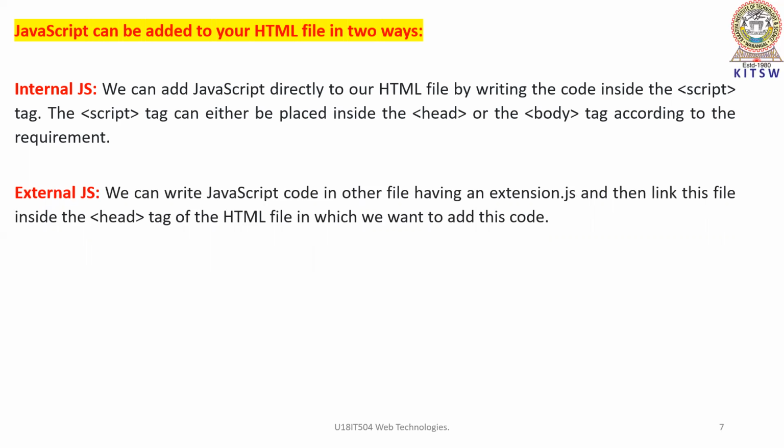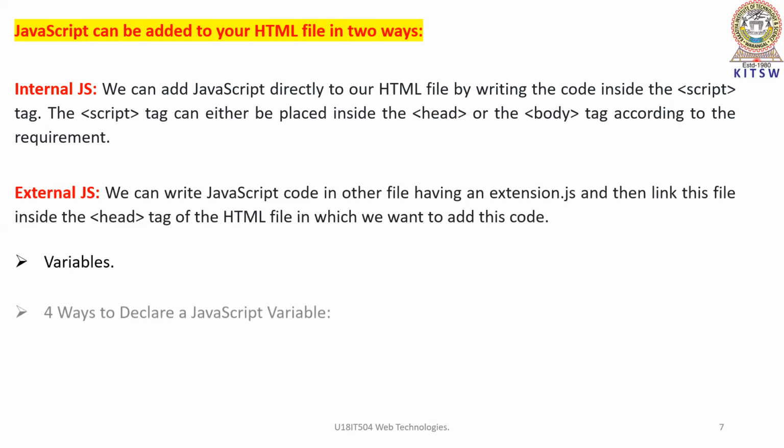The second way is external JS. We can write JavaScript code and save that file with the .js extension, and we link this file inside the head tag of the HTML file in which we want this code, like CSS files. How we have added CSS files.